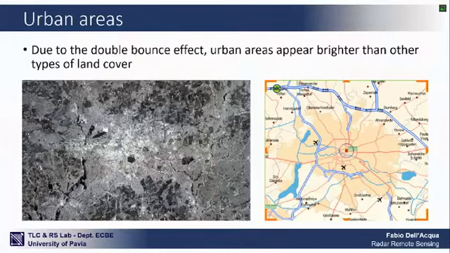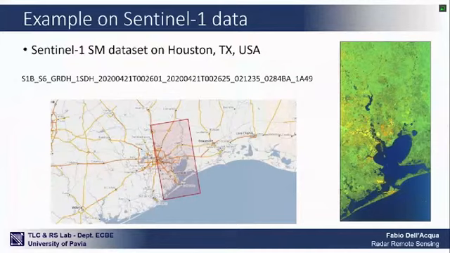Let me give you a more illustrative example. This image was acquired in the southern US, Houston, Texas. This is the footprint of the image. And this is the so-called quick look of the image, a very quick representation. Let me see what I can do with these 5 minutes.